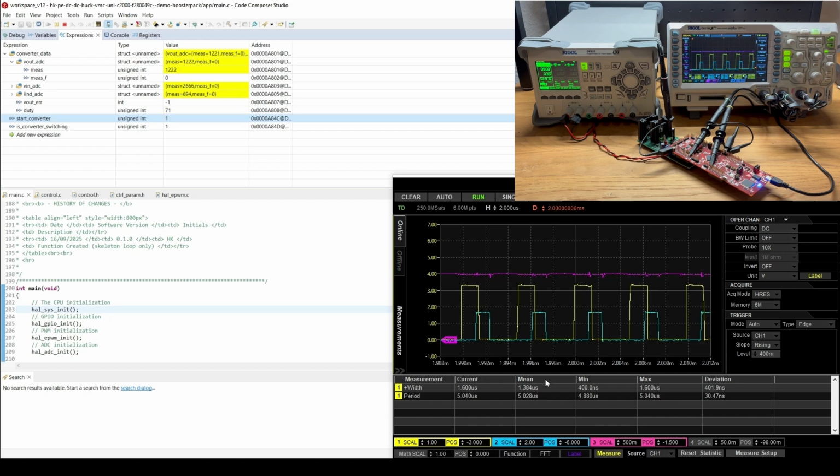Now let's look at the oscilloscope measurements. Here we can see that the GPIO on time is approximately 1.5 microseconds, while the signal period is 5 microseconds. Therefore, the CPU load is approximately 30%, exactly as we discussed on the previous slide. As you can see, measuring CPU load is actually very straightforward once you know what to look for.